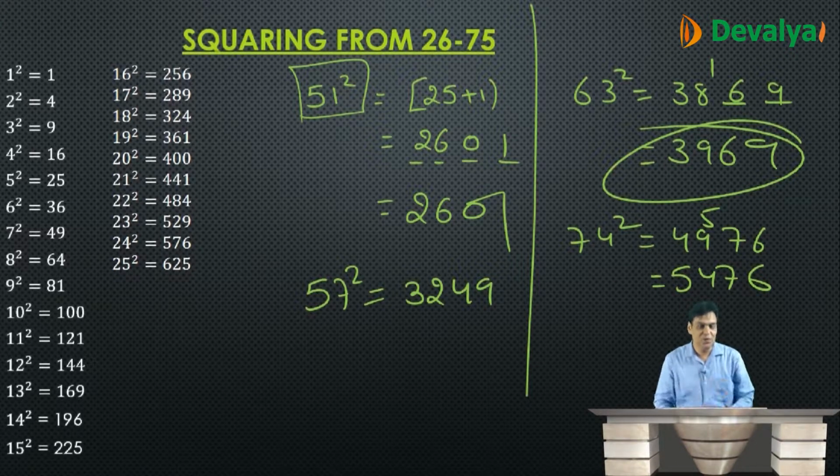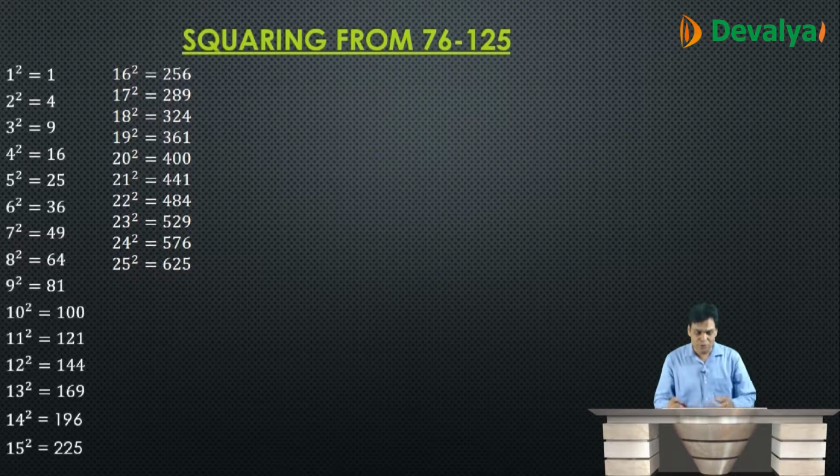Now we are going to learn how to calculate the square from 76 to 125. So let's students learn the square from 76 to 125. Will it be difficult? No, it would be easier because here the base would be 100. Since the base would be 100, it would be very simple.